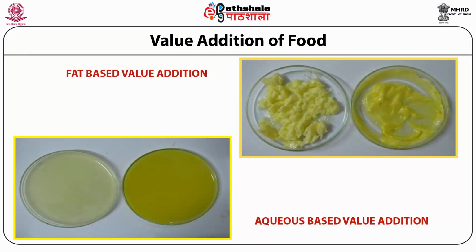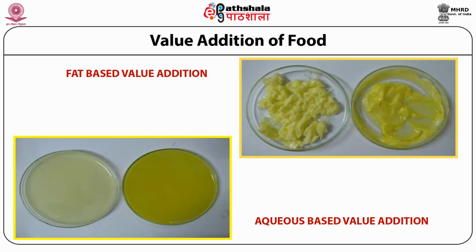Shown in this figure is value addition of food by the use of nanoemulsions of beta-carotene. Beta-carotene is a nutraceutic with provitamin A capacity. Otherwise, the beta-carotene molecule is a hydrophobic molecule. It cannot be dissolved in aqueous systems. Therefore, we developed nanoformulations as nanoemulsions of beta-carotene and used them for value addition of aqueous as well as fat-based foods.